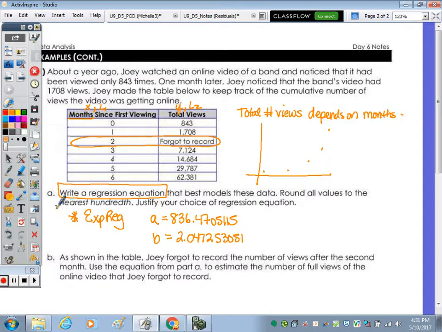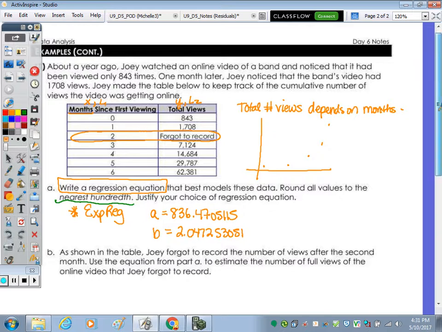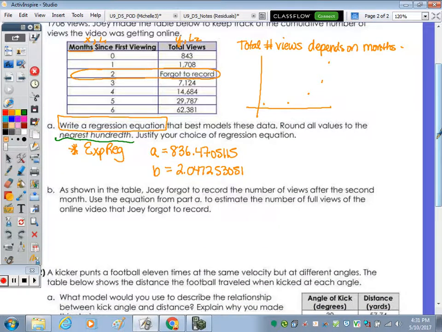To write the equation, it says we're going to round to the nearest hundredth. So the a value, the hundredths place: tens, hundredths. So we get y equals, remember exponential is a times b to the x. So 836.47, as the zero is going to keep the 7 the same, times 2.05. The 7 is going to bump that up to a 5, and then exponential is raised to the x. The x needs to be in the exponent. So here's our equation.